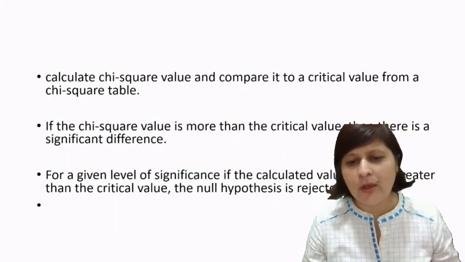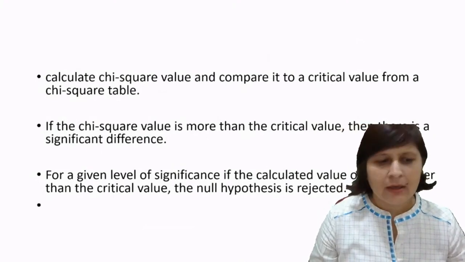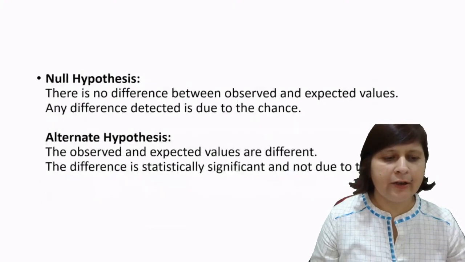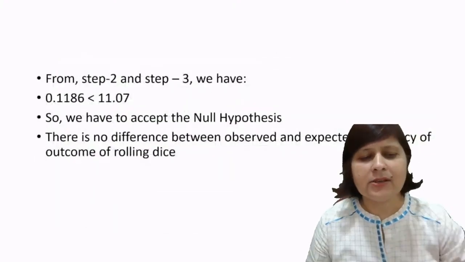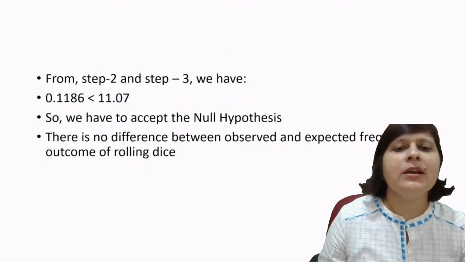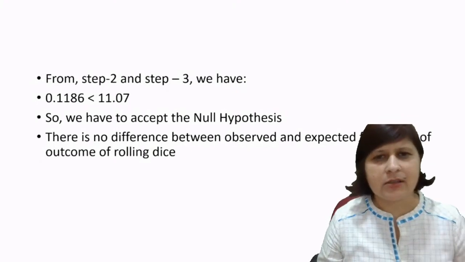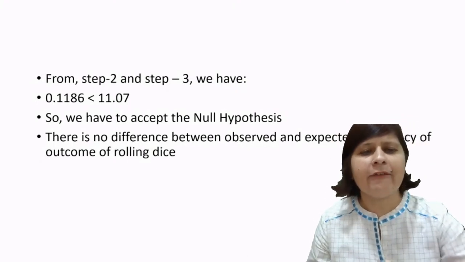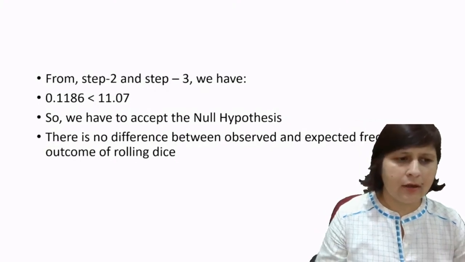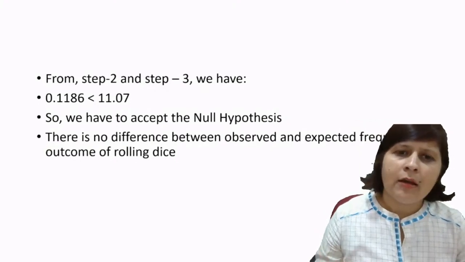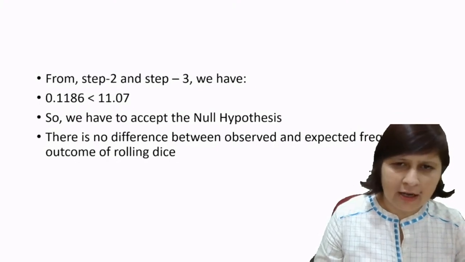If the chi-square value is more than the critical value, then there is a significant difference, right? And here the chi-square value is less than the critical value, so there is no significant difference. If it would be more than 11.07, say if it is 12.11, then there is a significant difference, and we would have rejected the null hypothesis.